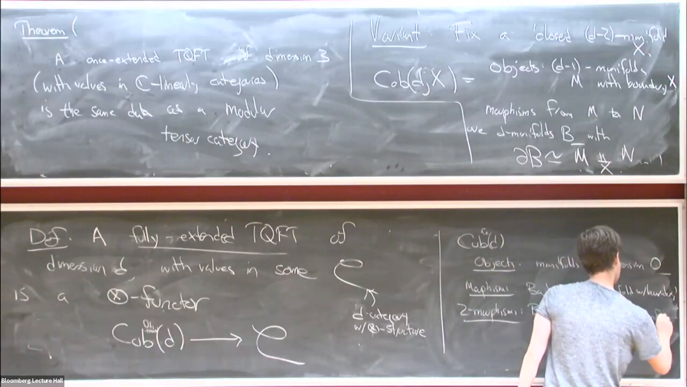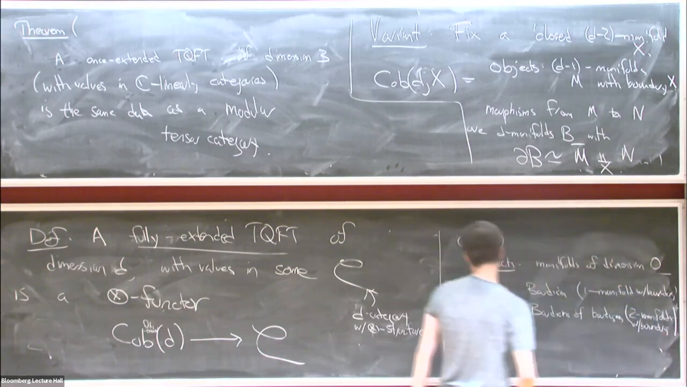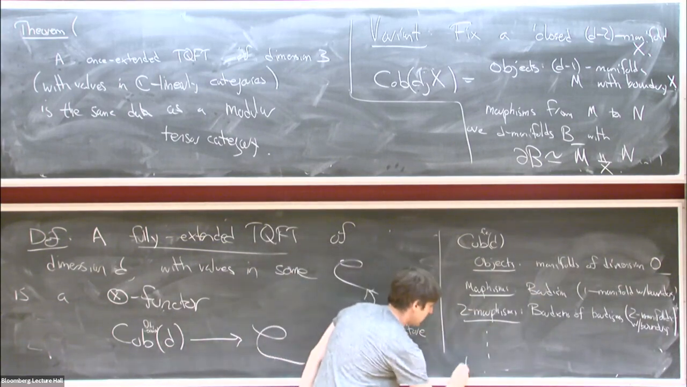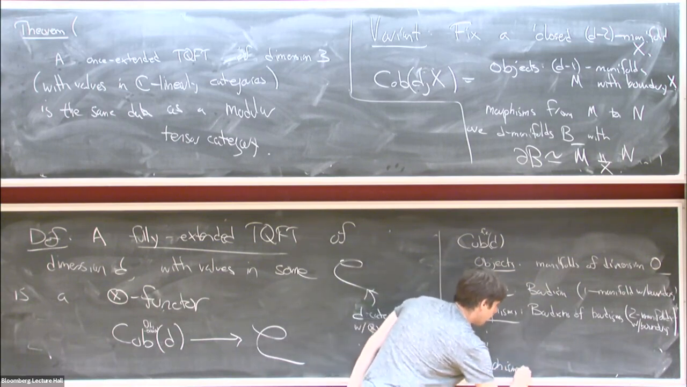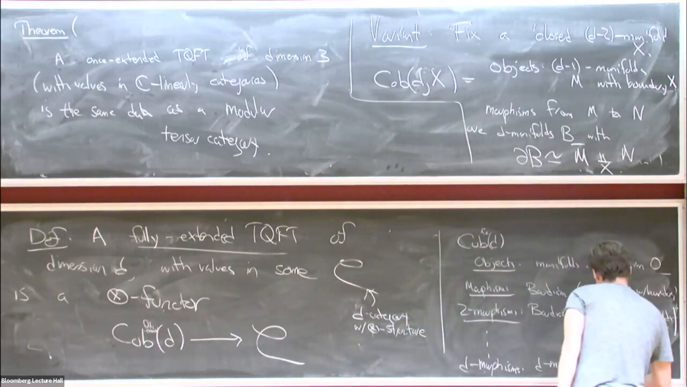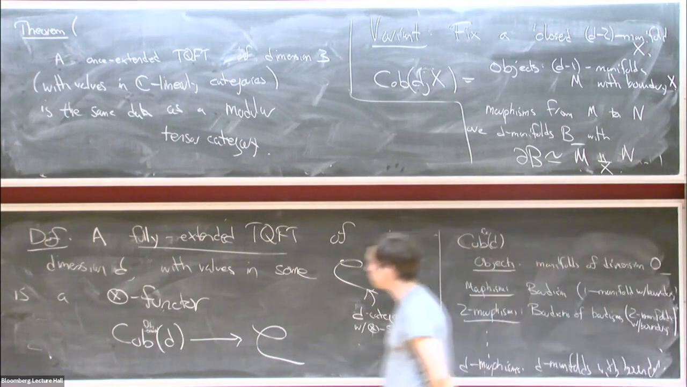So these are certain kinds of two-manifolds with boundary. Again, you want to think of them as having corners. And so on. And the D means we stop at dimension D. So there's D-morphisms, which are given by D-manifolds with boundary. And saying that I'm viewing this as a D-category means I'm keeping track of a bunch of data which describes how such objects can be glued together to make other such objects.